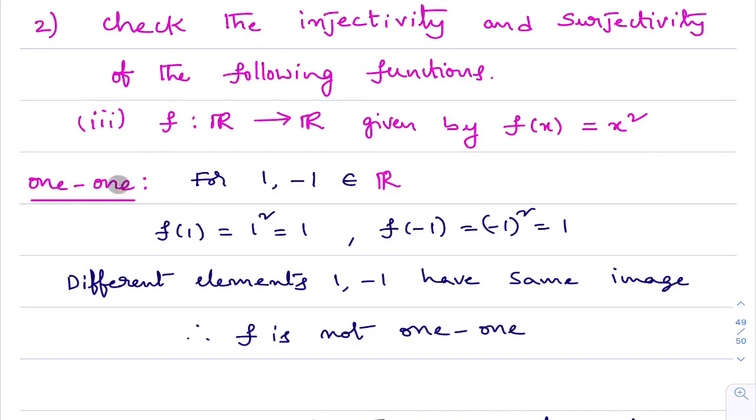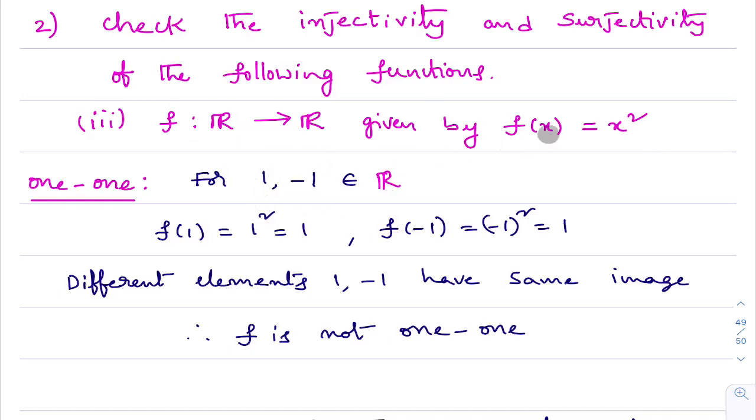Injectivity means one-one function. What is a one-one function? Different elements in the domain set must have different images in the codomain set. Here 1 and minus 1, both are real numbers or not? You know what real numbers are. All the numbers between minus infinity and plus infinity are known as real numbers. I consider two real numbers, 1 and minus 1.